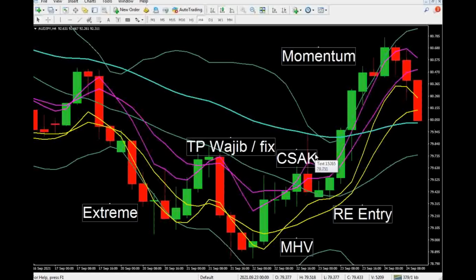That means candlestick direction. Sometimes the market makes a CSAK. So what is K in here? K is kukuh. Kukuh is a Malaysian language. It means we can say it is fixed also. So it is a candlestick direction, fixed direction. We can say it like that also. So this is a CSAK.